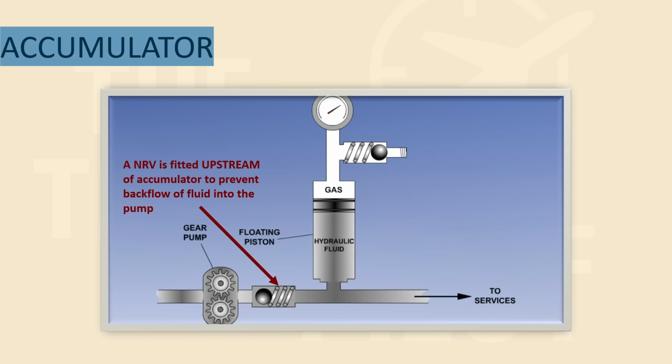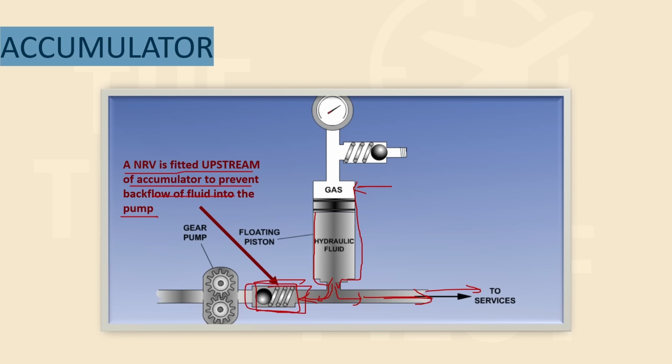Then we have an NRV that is fitted upstream of an accumulator to prevent backflow of the fluid into the pump. Obviously, a non-return valve or an NRV is fitted here because this fluid that is here is obviously filled in with the high pressure of air. So the fluid will tend to go in this direction and this direction too. This direction is fine. This is what we want. But what if it goes back into the pump? So that is why we have an NRV here.